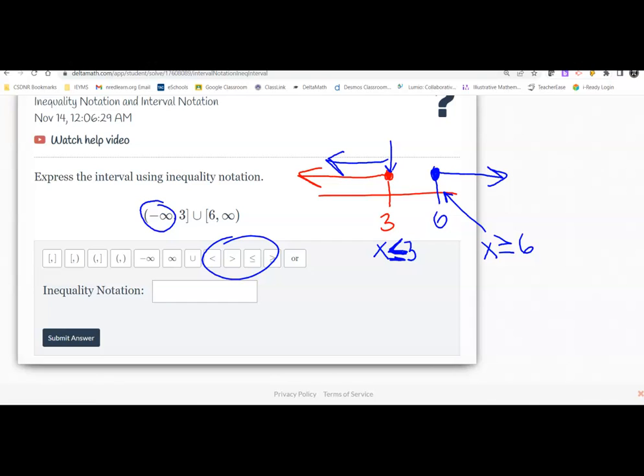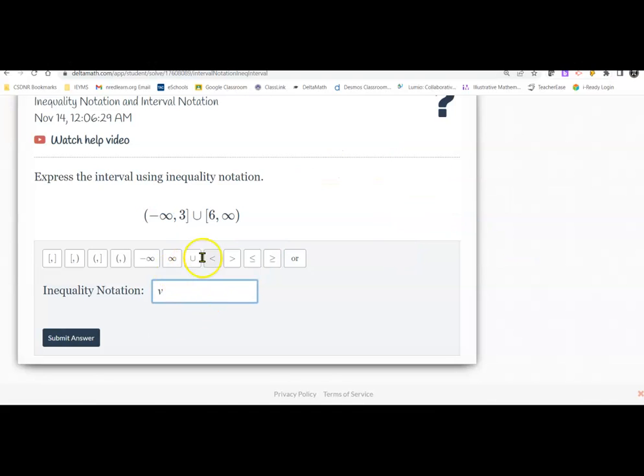So I can't be in both of these arrows, so I'm going to use the word or. I can either be less than or equal to 3, or I can be greater than or equal to 6. So x can be less than or equal to 3, or, click that word or, x can be greater than or equal to 6.